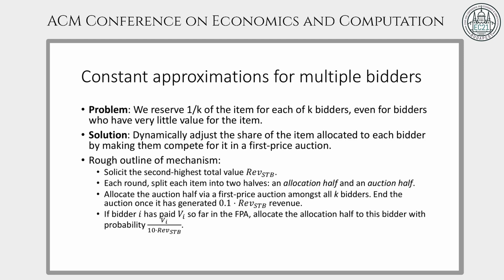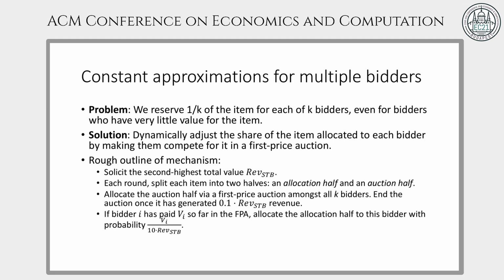So at a very high level, the mechanism works as follows. First, we find the second highest total value. This is exactly the selling business benchmark. Then each round, we split the item into two halves. One half we call the allocation half, and one half we call the auction half. We allocate the auction half via a first price auction amongst all the k bidders. We end this auction half once it's generated enough revenue that we've achieved a constant fraction of the benchmark.